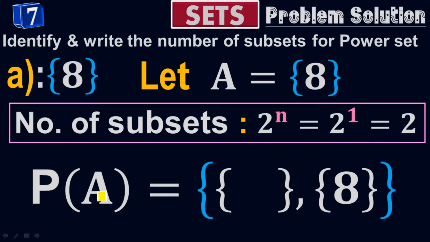P of A means the power set of A. As I told you, I just let this set equal to A. I randomly gave the name A. So this is my set A. P of A means the power set of A. The power set of A will be the set of all the subsets of A. These are the subsets, empty set and 8. These are the only 2 subsets of A, because we already identified that we have only 2 subsets, empty set and the set by itself. That's what we call power set, which is the set of all subsets.